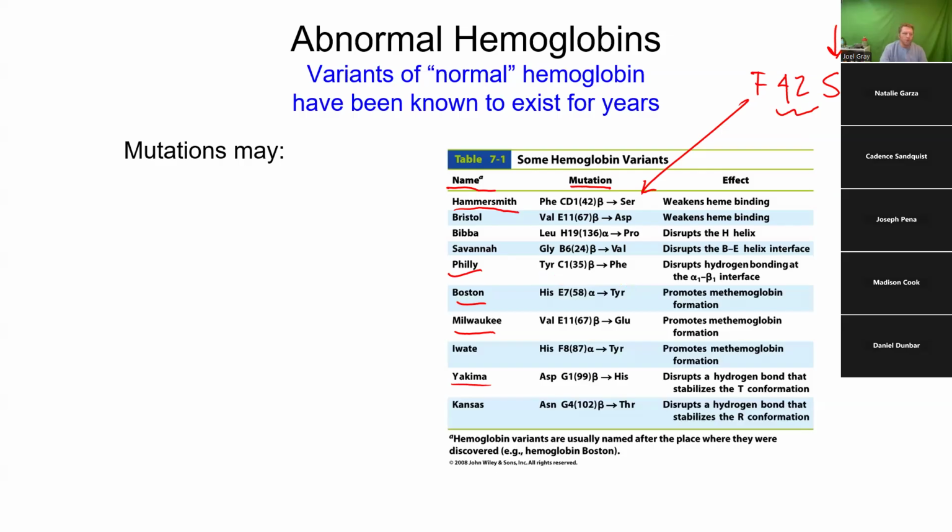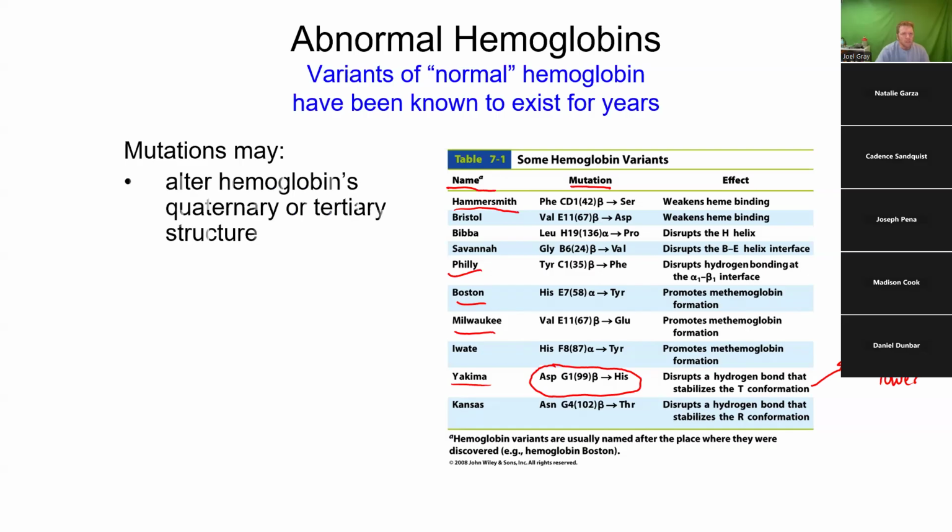Okay. Now, with that in mind, these mutations can have a wide variety of impacts. Here we go, an aspartate mutated to a histidine. We disrupt a hydrogen bond that stabilizes the T conformation. With that sort of consequence, if you have the Yakima mutation, chances are most of your hemoglobin is going to be in the R state, or maybe a little bit more is in the R state. So maybe that means that your P50 might be lower.